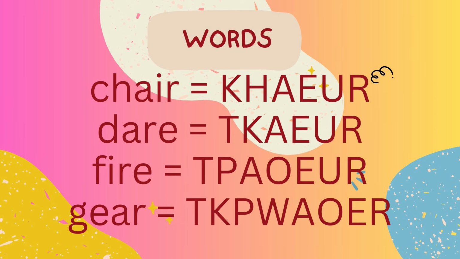We have chair, dare, fire, gear. Okay, chair: initial KH, long A, final R. Dare: initial D, long A, final R. Fire: initial F, long I, final R. Gear: initial G, long E, final R.